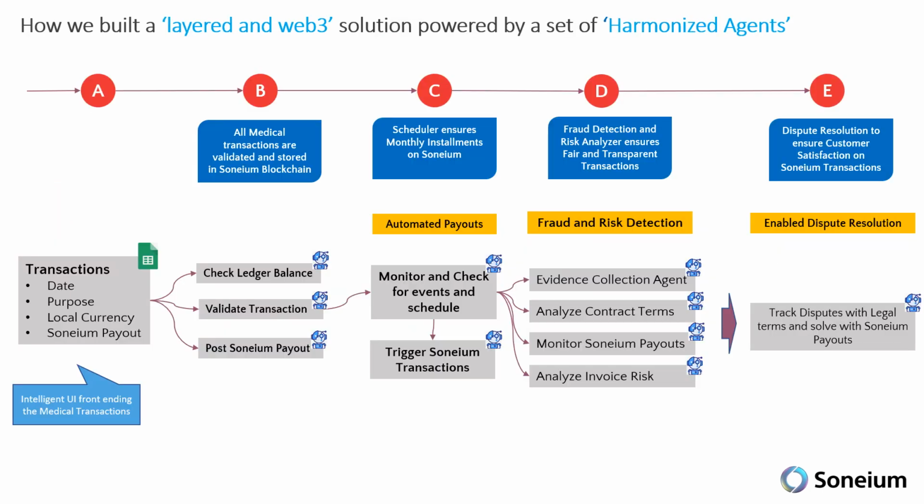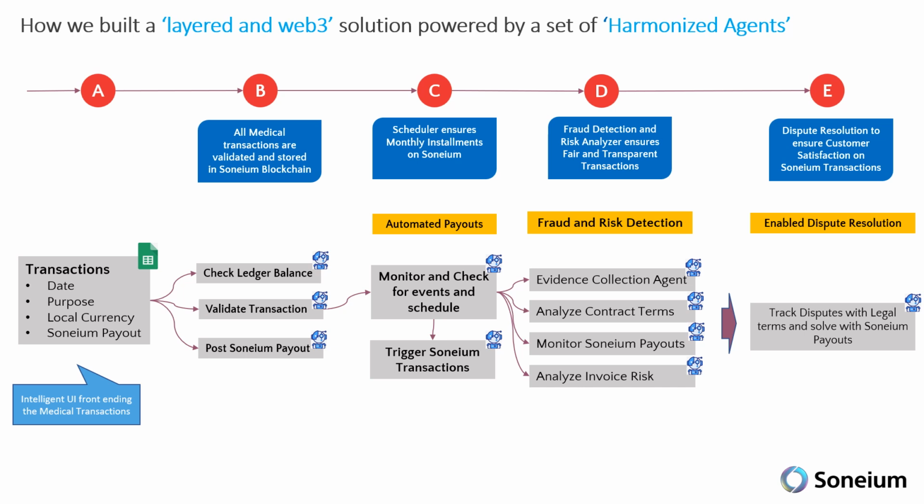To build all the five functionalities, what we did is we built an architecture where the transactions are taken, and whenever there is a payout to be done, we have done a multi-agent system which can check the ledger balance, validate, and then post on Soneium. And then after all the payments are done, we could also have automated payments or monthly installments, couple of agents which are monitoring and doing the payments autonomously.